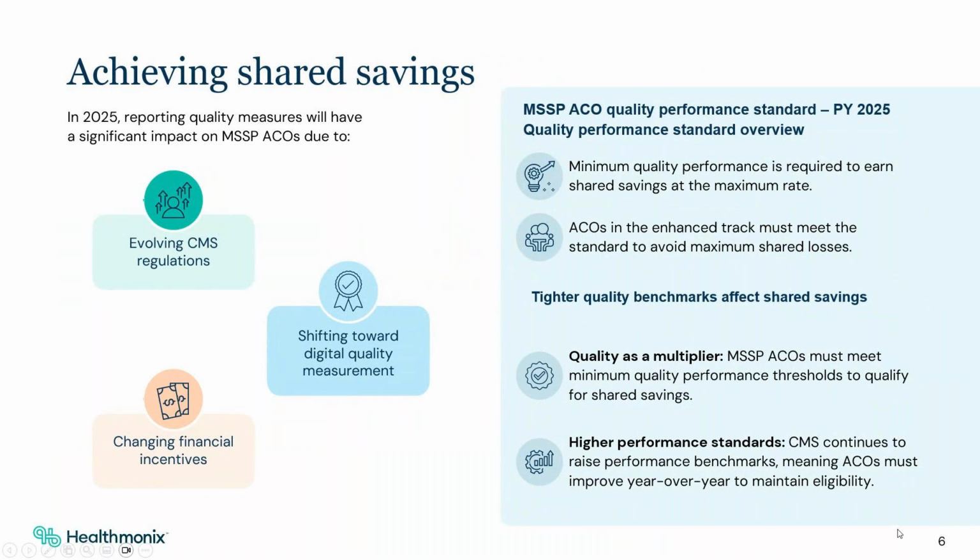So achieving the shared savings, as I mentioned previously, involves the evolving CMS regulations and also shifting to digital quality measurement. What we're looking at here is meeting the minimum for quality performance required to earn shared savings at the maximum rate, and taking a look at quality as a multiplier. MSSP ACOs must meet minimum quality performance thresholds to qualify for shared savings under the MSSP program. While in the program, CMS is continuing to raise the performance benchmarks for ACOs to improve year to year and maintain eligibility within the program. That's something we've seen throughout the years, as it continues to evolve.